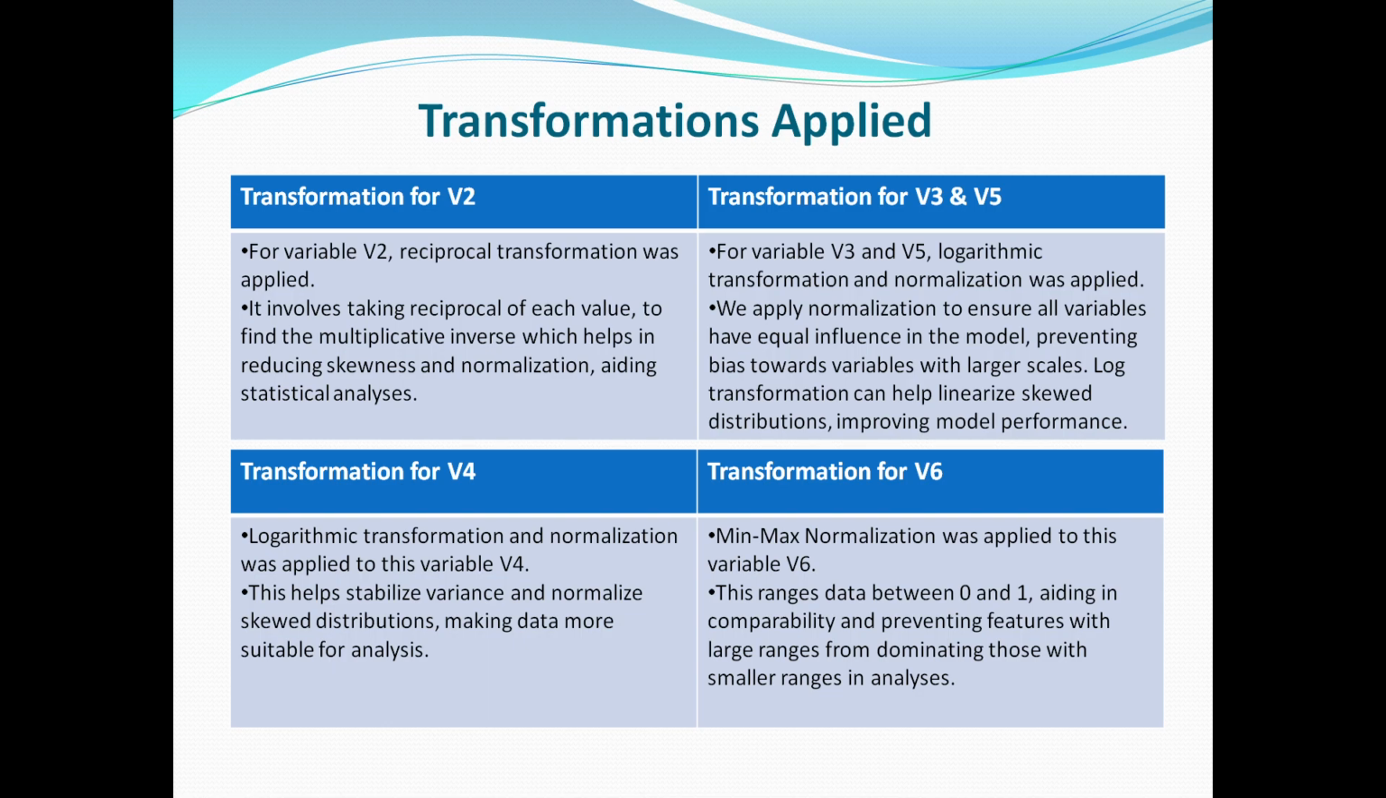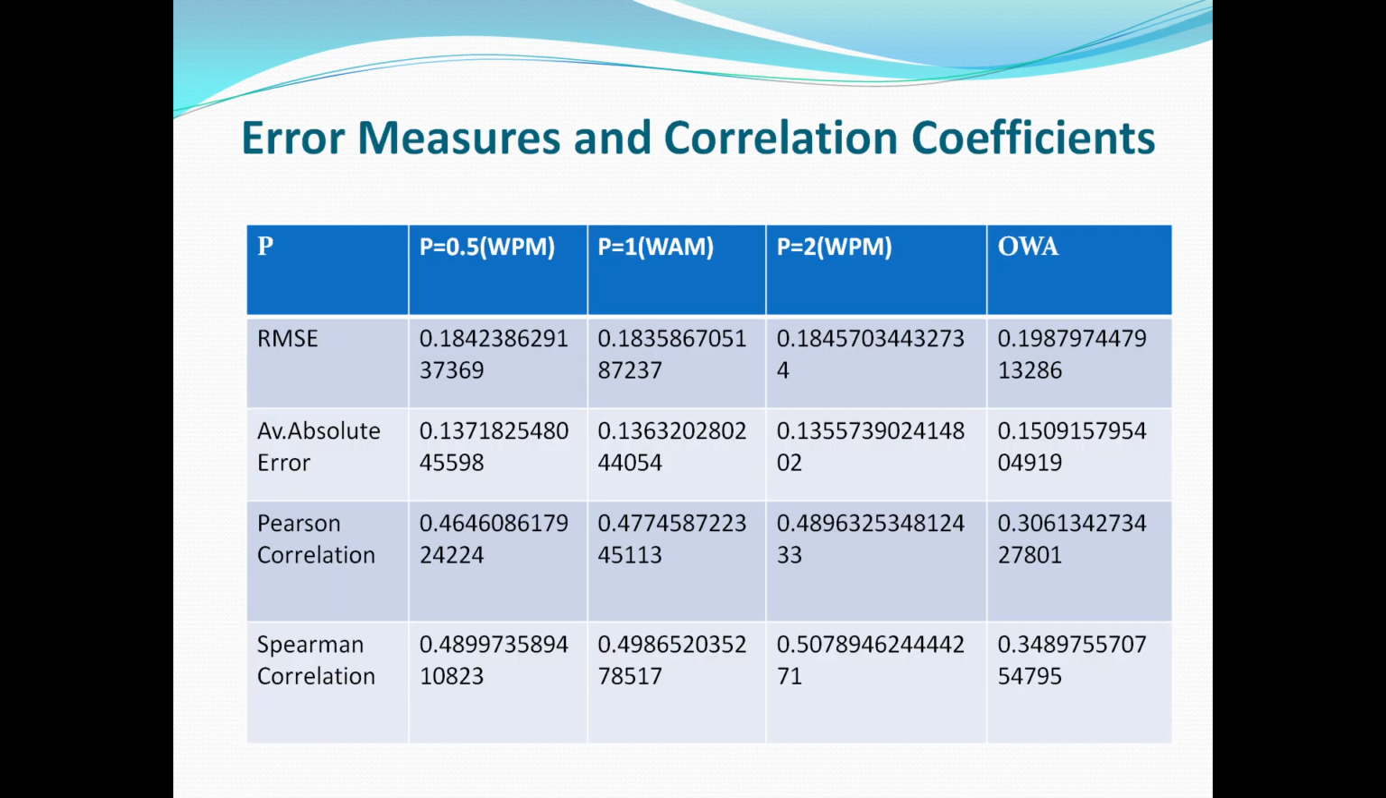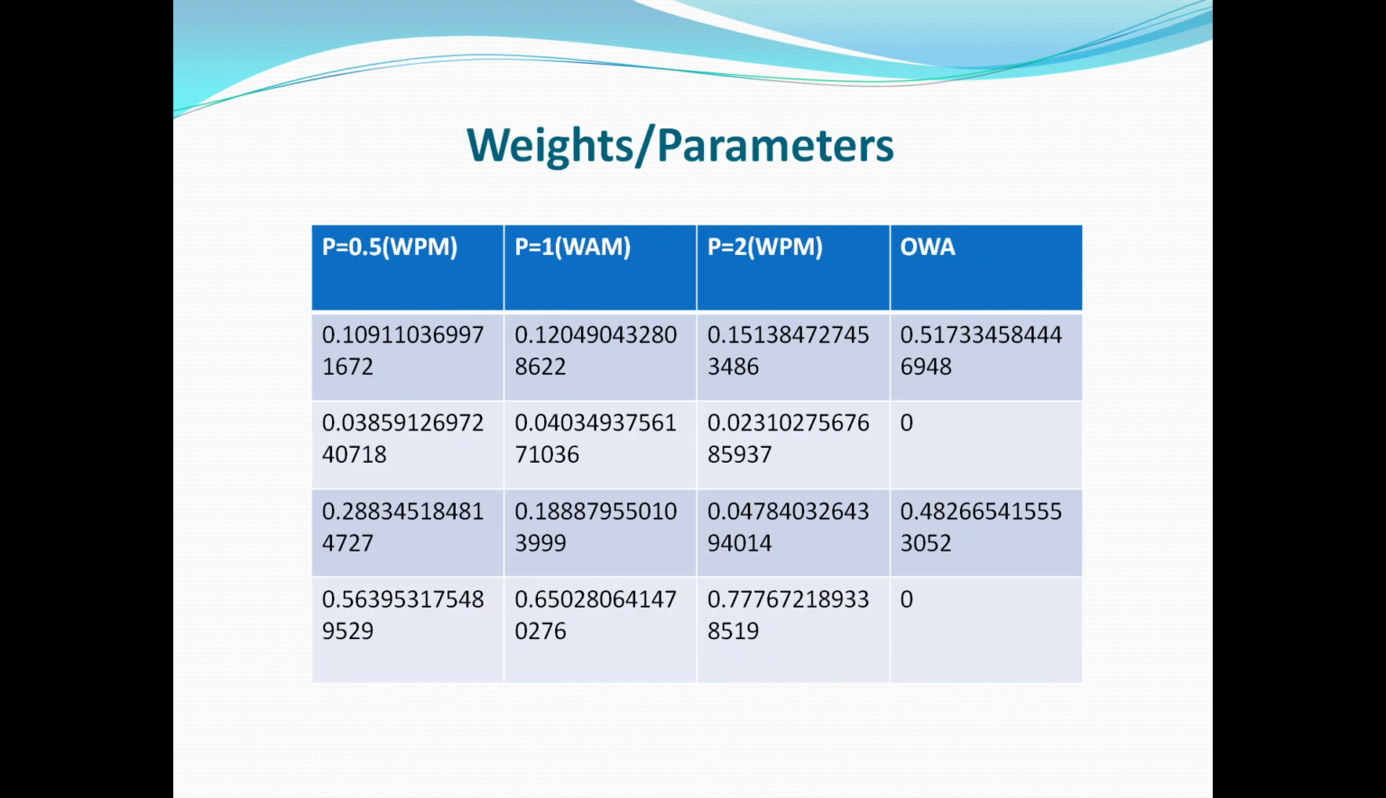For the variable v6, I have applied min-max normalization scaling. This helps range data between 0 and 1, aiding in compatibility and preventing features with larger ranges from dominating those with smaller ranges. Then this is the table for the error measures and correlation coefficients. This is the table for weights and parameters.